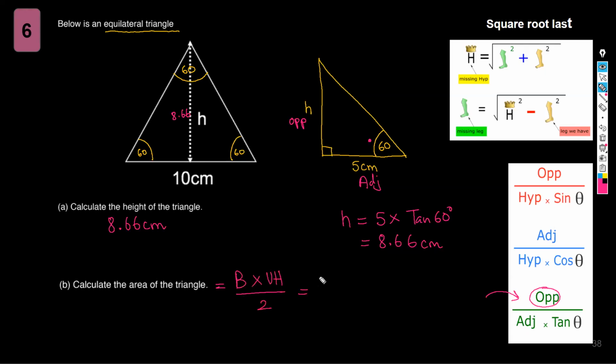The base is 10. The vertical height is 8.66. And we have to divide it by 2. That's mandatory. So 10 multiplied by 8.66 divided by 2. We're getting roughly 43.3 centimeters squared. All right. Now, for those who got it wrong, you can just, as usual, give me a quick rundown on what was the mistake here.